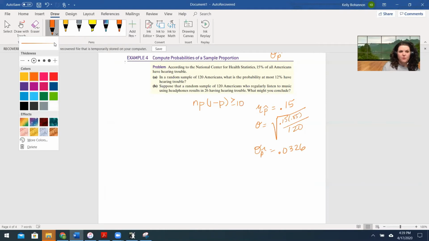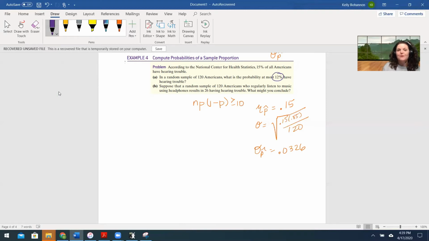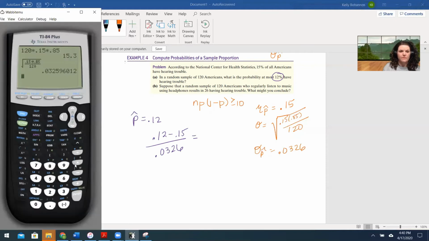Now I'm going to use my Z formula. In a random sample of 120 Americans, what is the probability that at most 12% have hearing trouble? So that is the P hat they're giving me, 12%. At most means 12% is the highest number and everything is less than that, so it is shaded left. I plug into my Z-score formula: 0.12 minus 0.15 divided by 0.0326. My Z-score comes out to be negative 0.92.